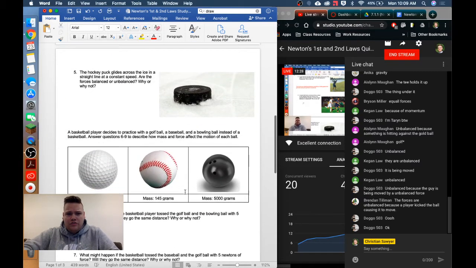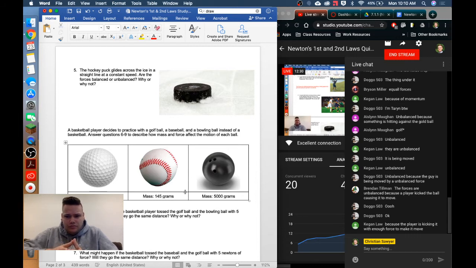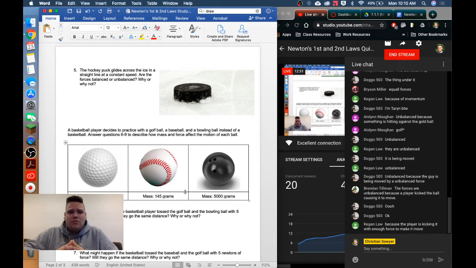All right. Moving on to question five. The hockey puck glides across the ice in a straight line at a constant speed. Are the forces balanced or unbalanced? Why or why not? Okay, this one's a little tricky. I'm going to explain to you the correct answer after you guys tell me what you think, okay?